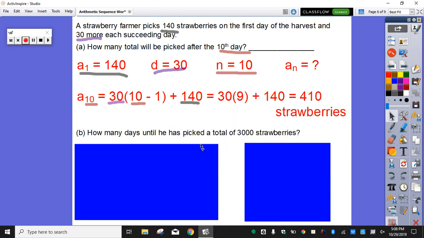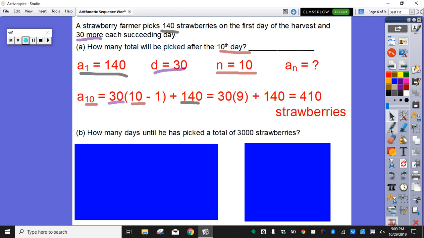Now, how many days until he's picked a total of 3,000? So this time, they're not asking for nth term, they're asking for the actual term number. If you think about it, 10 represented the days up here, and n was what we replaced that with, so they're really asking you to solve for n on this problem.